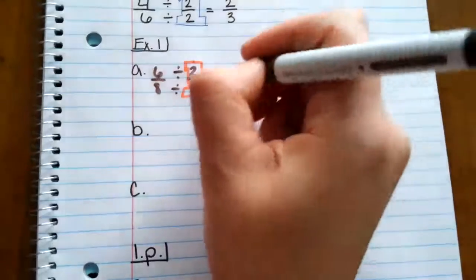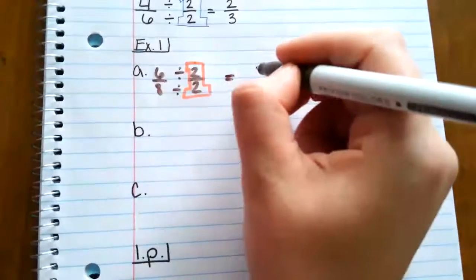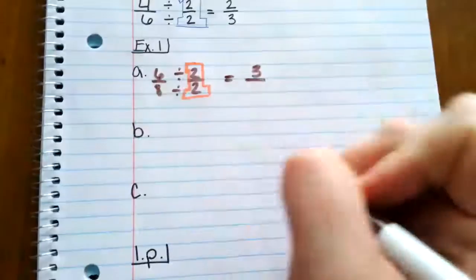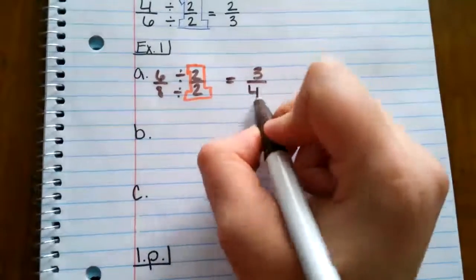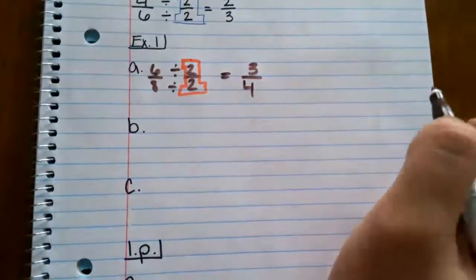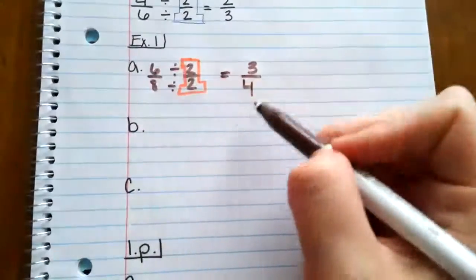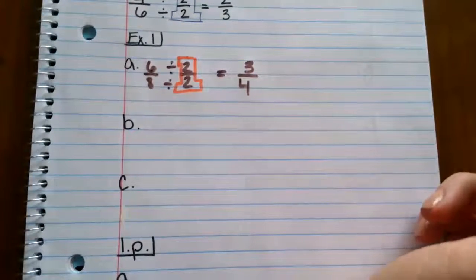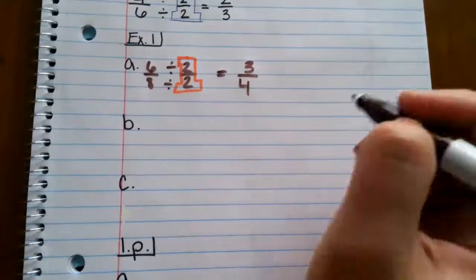Let's see. 6 divided by 2 is 3. And 2 goes into 8 4 times. So my reduced fraction of 6/8 is 3/4. Okay? All right. And if I wanted to show a picture of it, it's in your book.